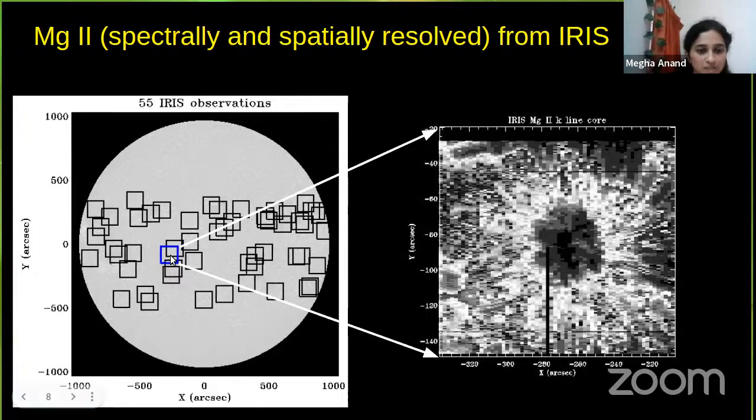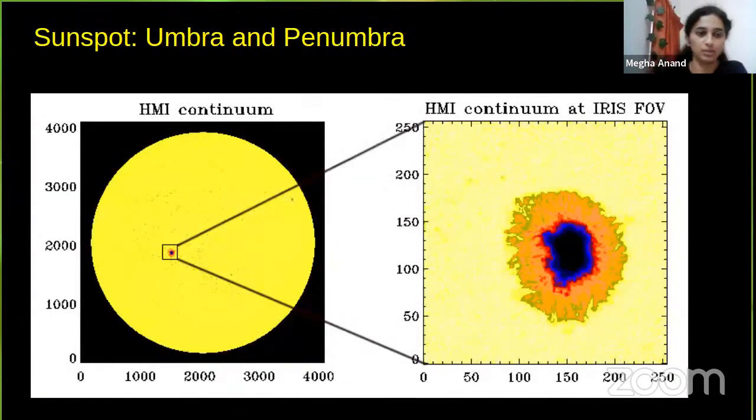So one of the observations zoomed in would look like this. This is the IRIS Mg II k line intensity. In order to separate the umbra and penumbra for our further studies, we used HMI continuum. This is the corresponding HMI continuum of this observation. So here is the IRIS field of view. When zoomed in, you see the umbra and penumbra in the following way.